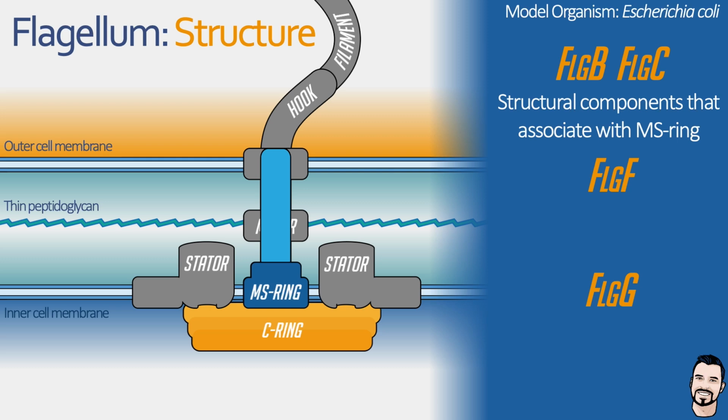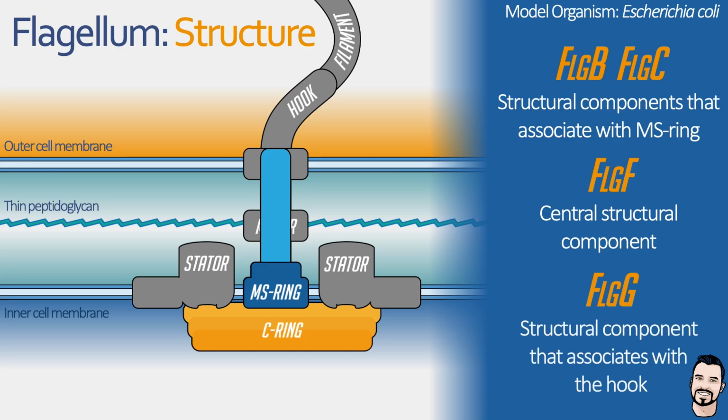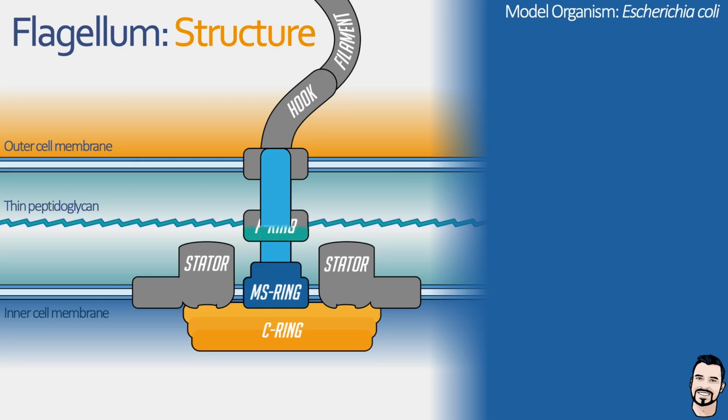6 copies of FLGF build on this to form the central section of the rod, ensuring the flagellum can withstand the rotational forces generated during rotation. And finally, around 26 copies of FLGG form the distal end of the rod and connect with the hook element. Now, together, these proteins play a key role in transmitting torque generation to the hook and filament, enabling the rotation necessary for bacterial movement.